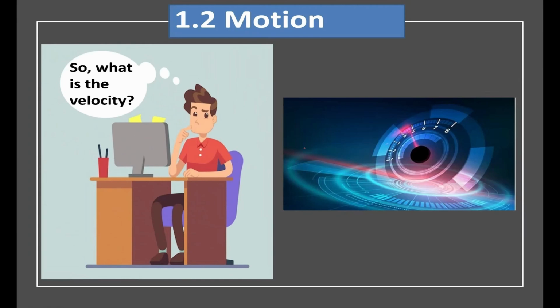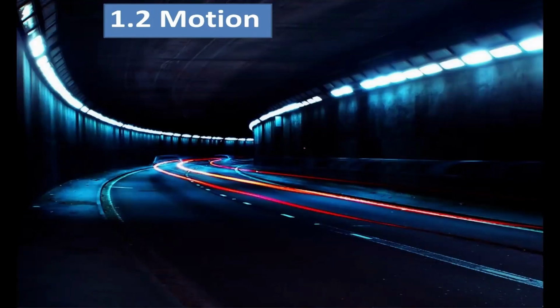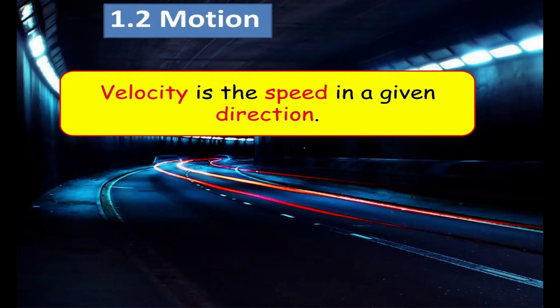Now we talked about speed. What about the velocity? Are they the same? Or is there a difference between them? Yes, I know that. We talked about this in vectors and scalars, and we said that speed is a scalar and the velocity is a vector quantity. So the velocity has a direction, but the speed has no direction. We can say that the velocity is the speed plus a direction. So the velocity is the speed in a given direction.